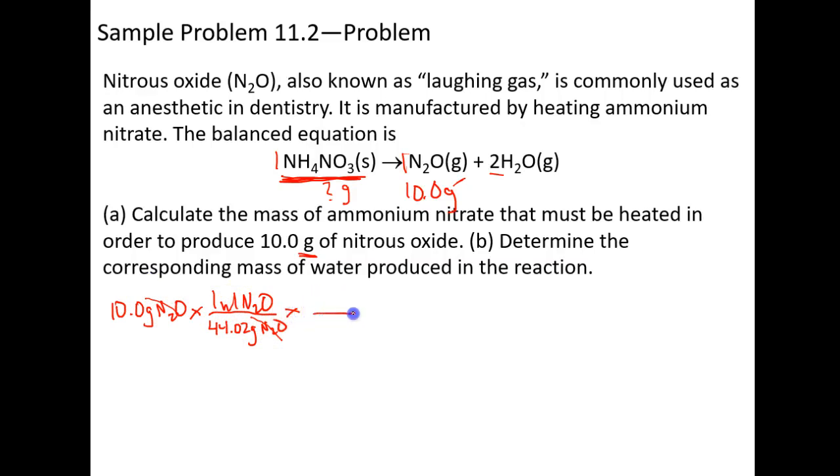Now, what do I have to get to? The first part is I have to get to ammonium nitrate. So I use a mole-to-mole conversion. 1 mole of N2O, okay? Why is the mole of N2O on the bottom? Because you need to cancel it out with that one. To 1 mole of NH4NO3. Now you might be saying, well, this is a 1-to-1 ratio.